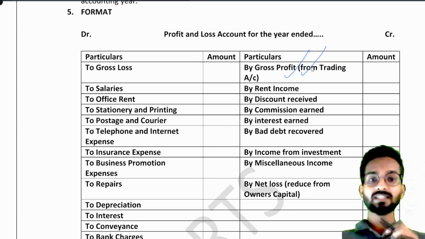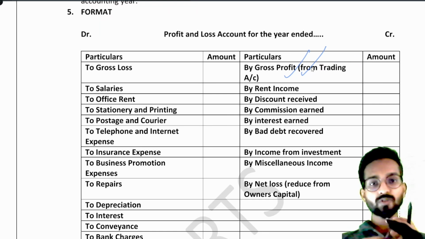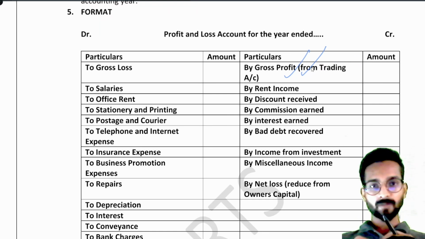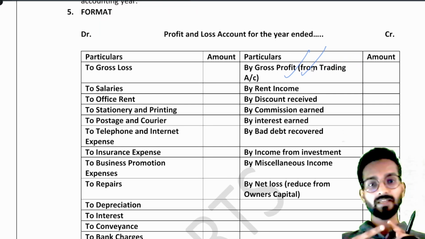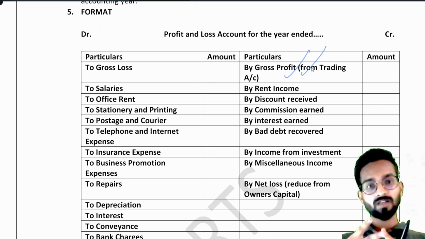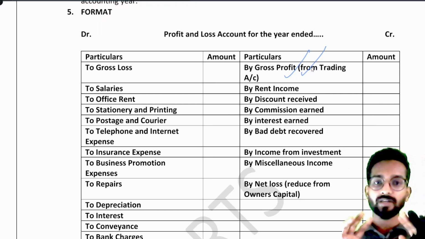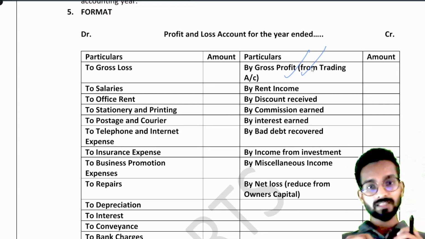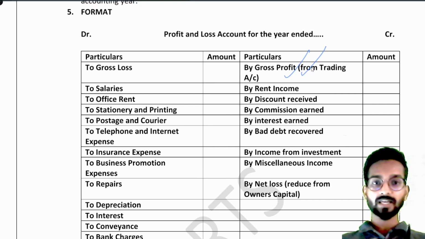See, other than our factory expenses, there will be so many expenses. Say I have an office in Bombay, and I have factories in Delhi, Ranchi, Kanpur, Tamil Nadu, Chennai, or so many places. Now, from all the factories, first I will calculate my gross profit. Then I will bring the entire data into my office in Bombay, and then I will calculate the profit.